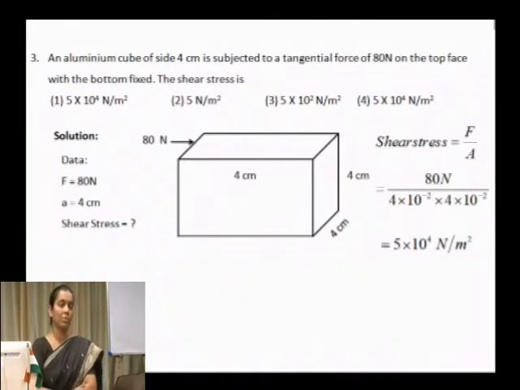That is what is done in the calculation, 80 divided by 16 into 10 to the power of minus 4. So, that gives an answer of 5 into 10 to the power of plus 4 Newton per meter square. So, the stress acting on the body is 5 into 10 to the power of 4 Newton per meter square.